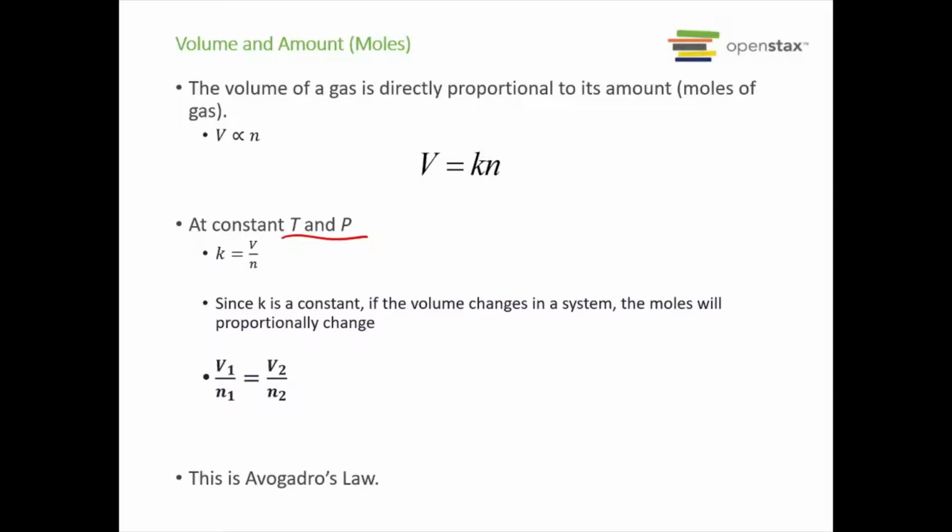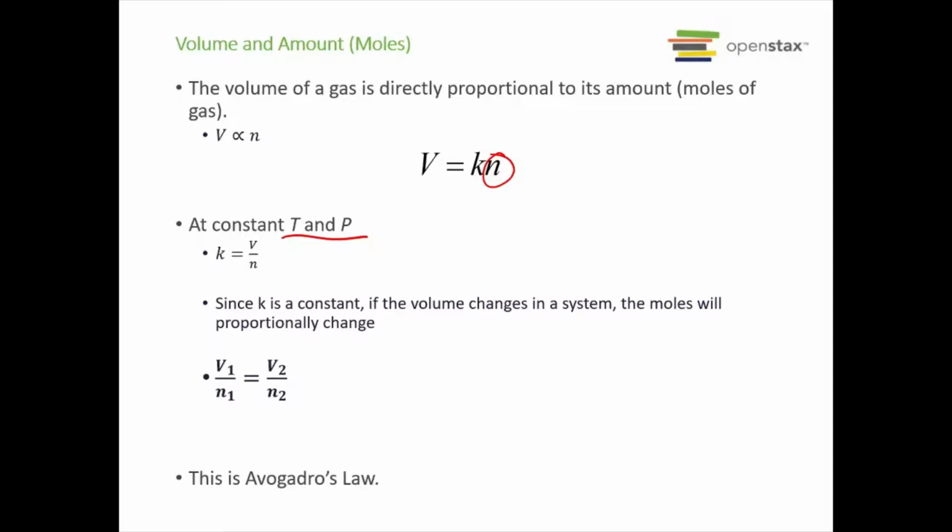Volume is directly proportional to the amount, or moles, of a gas, and we say moles by using an N. So N means moles of gas. As the volume goes up, the number of moles goes up, which makes sense. If you're blowing up a balloon, you're putting gas from your lungs, blowing air into the balloon. You're putting in moles of a gas, and what happens? The balloon expands.